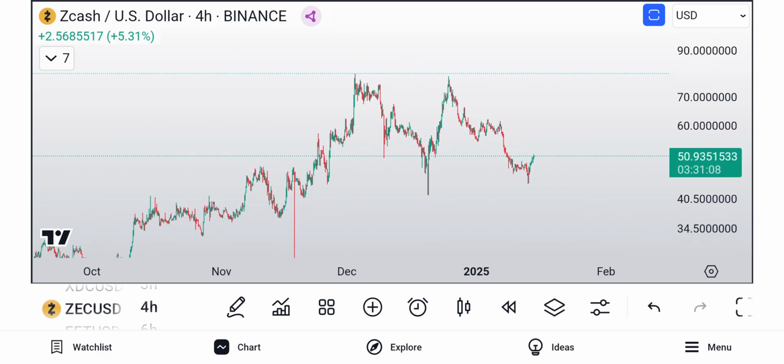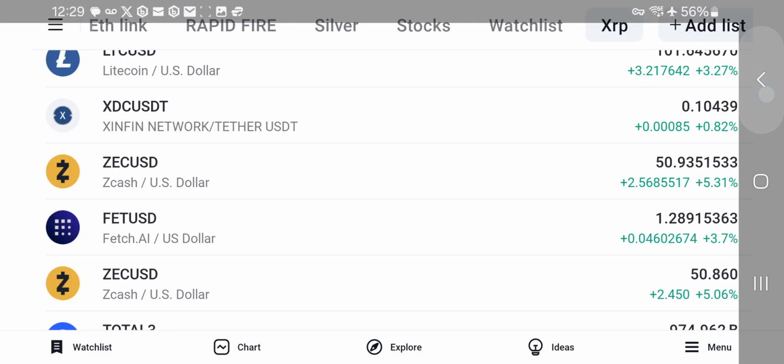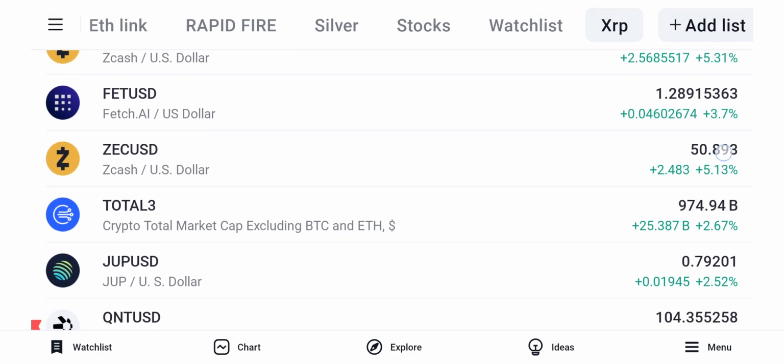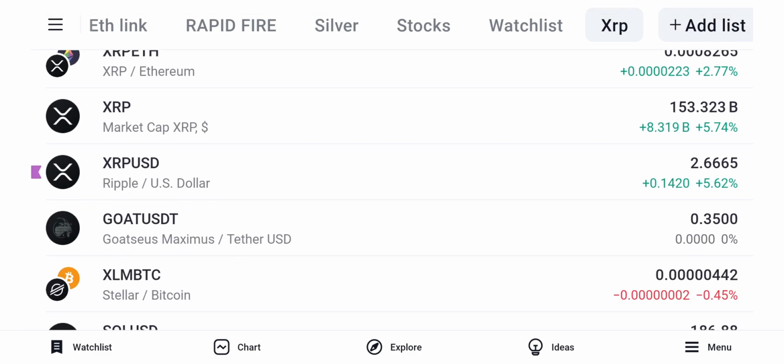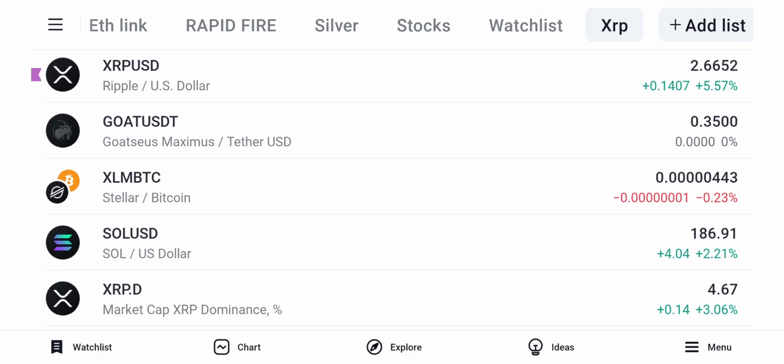And look at that 3-way pullback. I didn't even really note it. Look at this. Boom, boom, boom. That's a beautiful 3-wave structure. And now you got this wave 1 coming in here. Looks pretty good. Anything else up significantly? Except XRP.